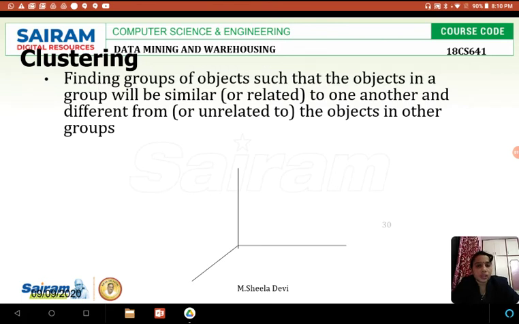Finding groups of objects. So we have to find the objects which are similar to that particular group or cluster, and which are not similar to that cluster should be put in a different cluster which has its own properties, which are similar to that different cluster.